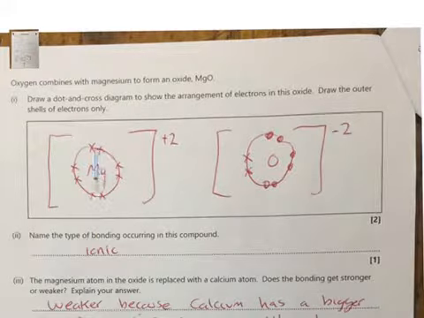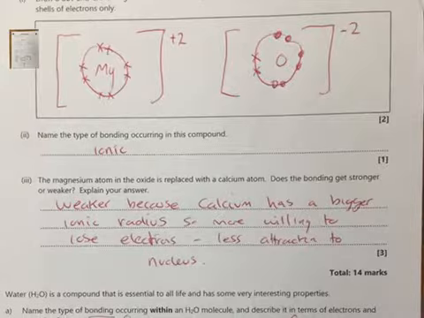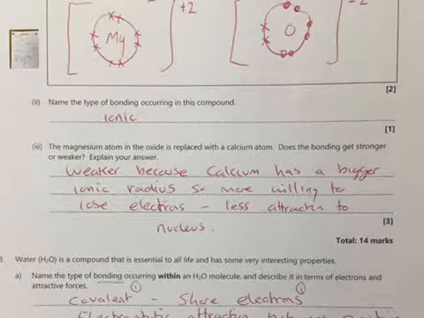them away, and now he's got a full set, but he's an ion, he's a positive 2 ion. Now oxygen is happy, she's got 8 electrons, but she's got a charge of negative 2 because she's picked up 2 electrons, and that's 2 marks. And the name of that type of bonding is obviously ionic because you've got a metal and a non-metal.